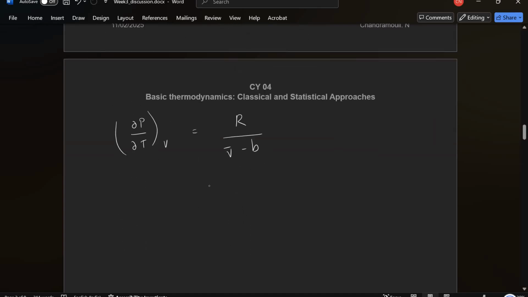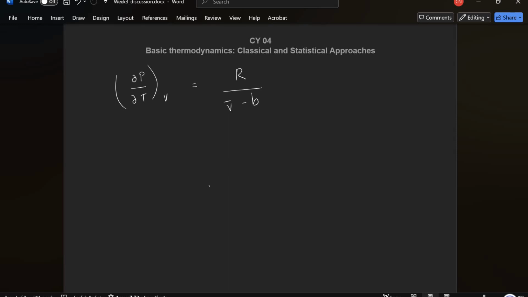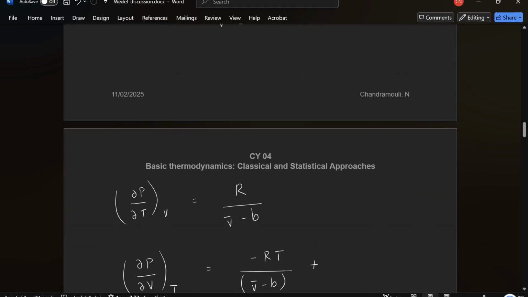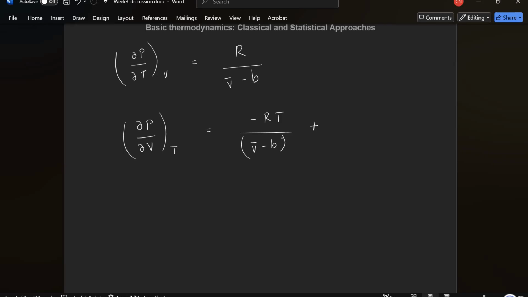So now what we will do next is we'll differentiate del P with respect to del V at constant temperature. So then when we do that, it's going to be minus RT divided by V bar minus B. This is straightforward. Since it's in the denominator, it's going to be minus 2. So minus into minus is going to be plus, so plus 2A by V bar cube.